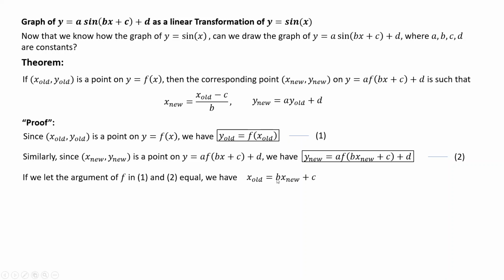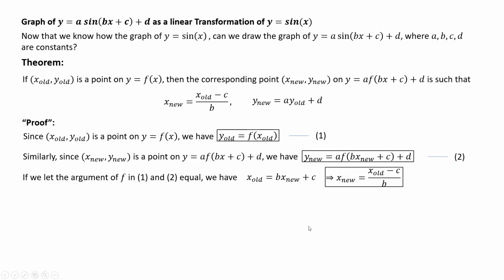How do we do that? Algebra. For example, would you agree that if I subtract c from both sides, I would have x old minus c equal to b times x new? And then if I divide both sides by b, would I have just x new on one side? That is exactly what we can do, and it implies x new is x old minus c all over b. Ta-da! We got that formula. Cool? Okay, what else is left? We somehow need to figure out this formula: y new equals a times y old plus d.